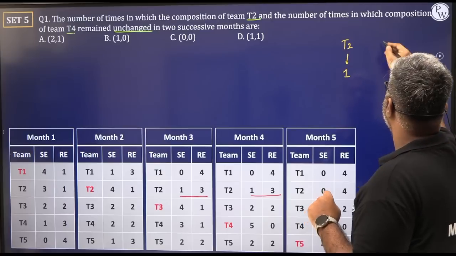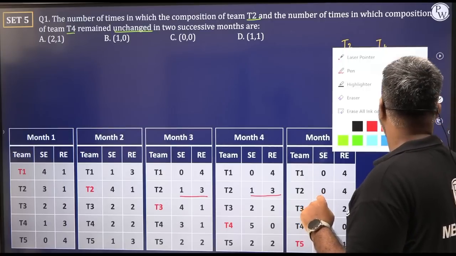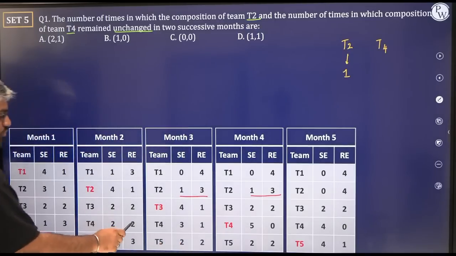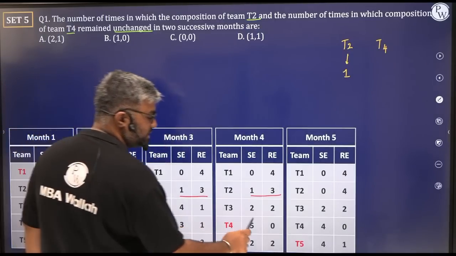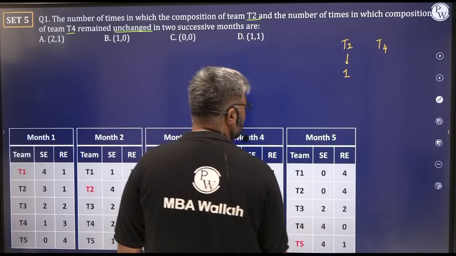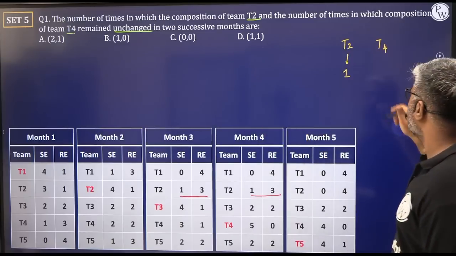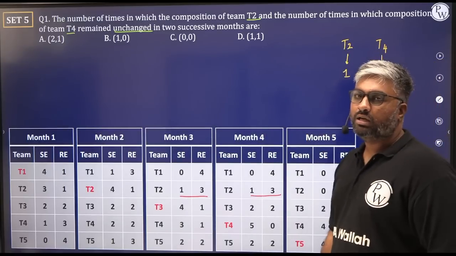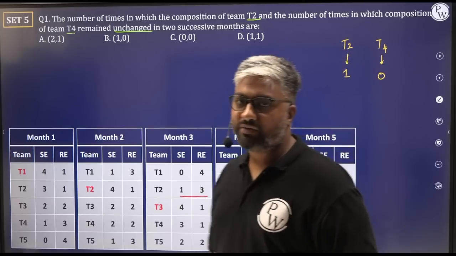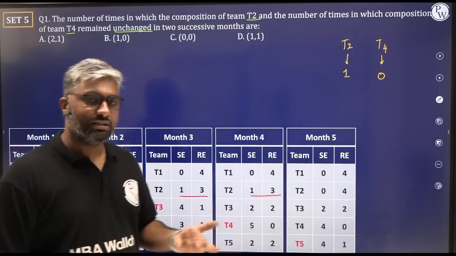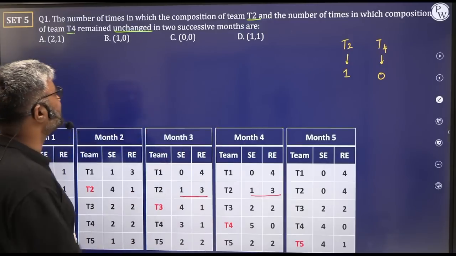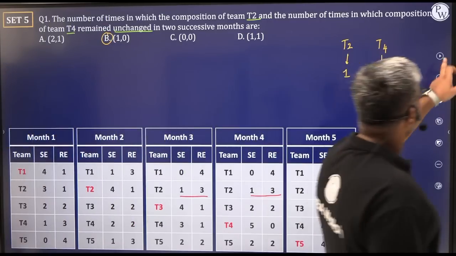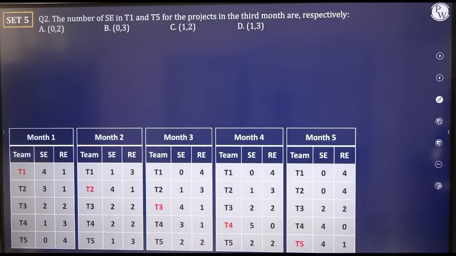Okay. We also have to look at T4 now. Let's look at T4. Where's T4? Here it is. 1-3 changed to 2-2. 2-2 changed to 3-1. 3-1 changed to 5-0. 5-0 changed to 4-0. 0 times. Yes. T4 kept changing. The total number of employees may not have changed, but the composition SE and RE changed. है ना? 1 and 0. This has to be our answer, which is option B. Got it? Perfect. Moving on to the next question.